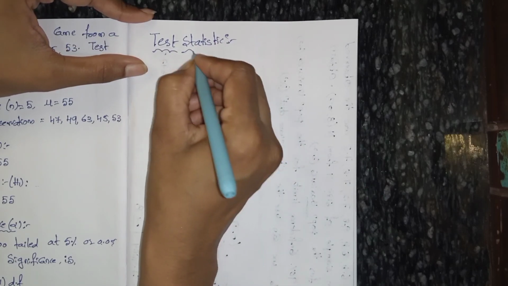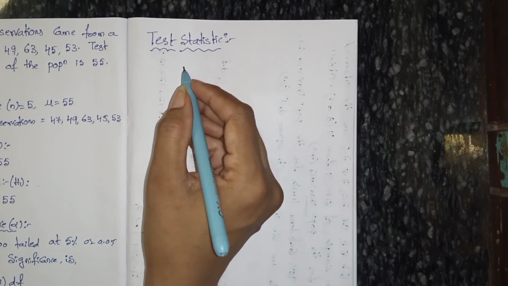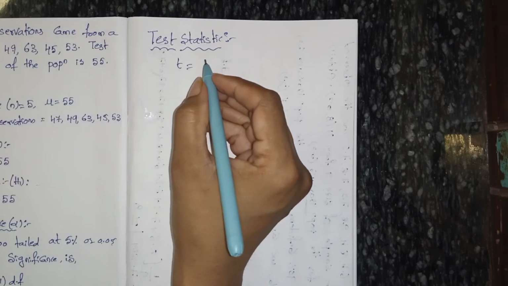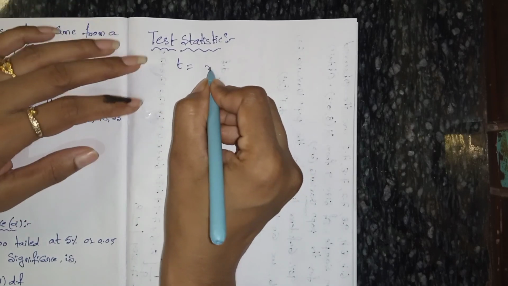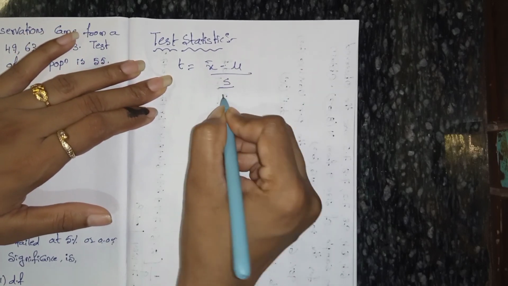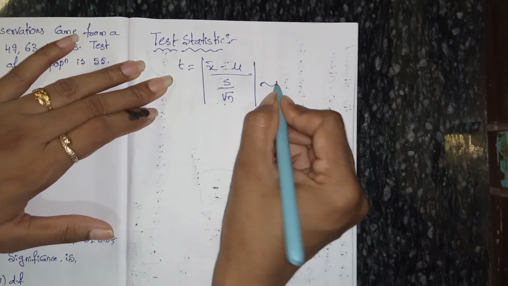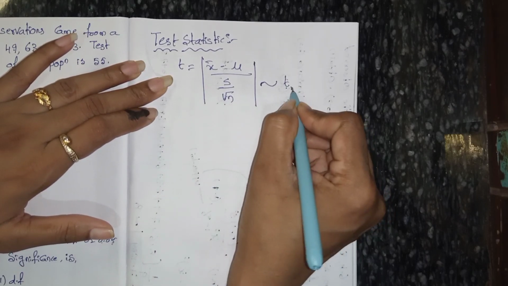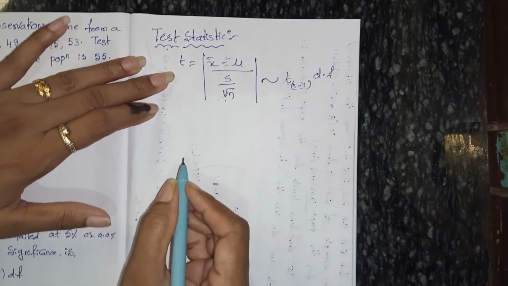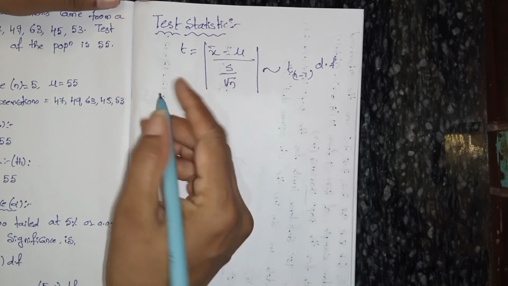So under the null hypothesis, the test statistic is given by t equals mod of x bar minus mu by s by root n. Here we have to use mod. That follows t distribution with n minus 1 degrees of freedom. This is the formula. In order to substitute here, we first have to calculate x bar.